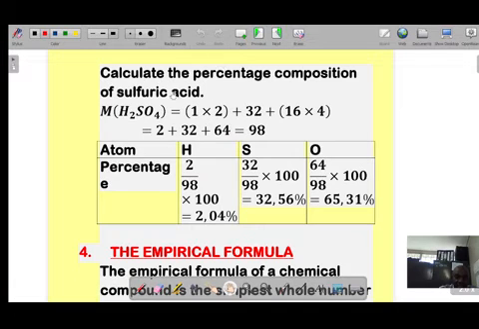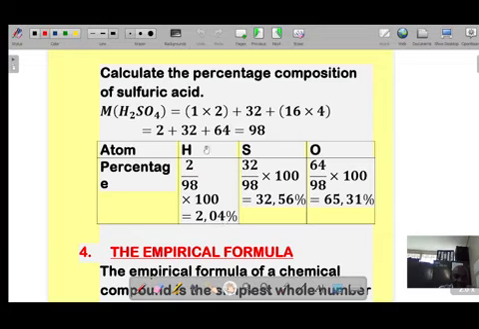Calculate the percentage composition of sulfuric acid. Now sulfuric acid is H2SO4, and from the periodic table we can compute it to get 98. Now as you can see, hydrogen, there are 2 atoms, that means 1 times 2, which is a 2 here. What about sulfur? Sulfur is only 1 atom. What about oxygen? There are 4 atoms, that's 16 times 4. So after getting my total molar mass, which is 98, I'm going to take each one separately divided by the total times 100. So look at hydrogen, it's going to be 2 divided by 98 times 100, which gives us what?